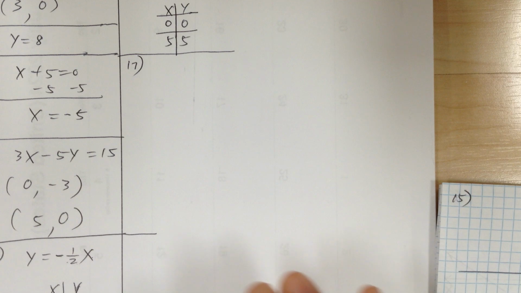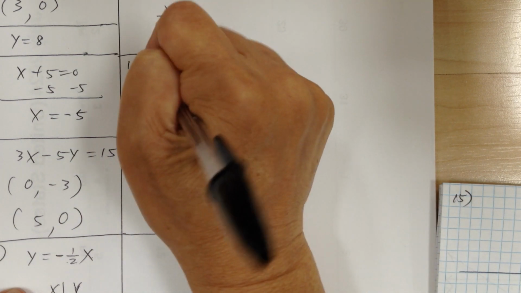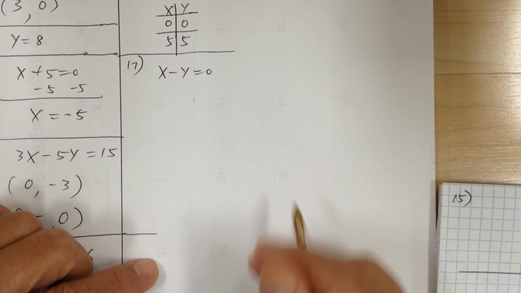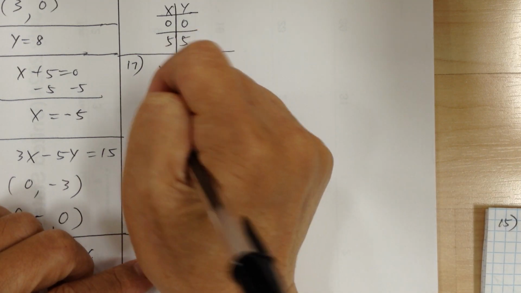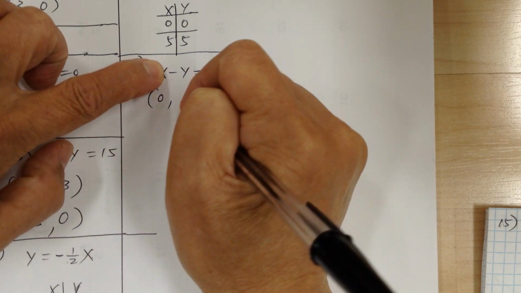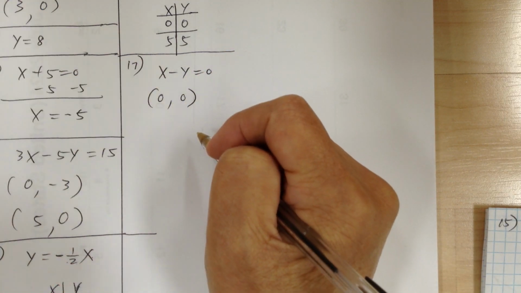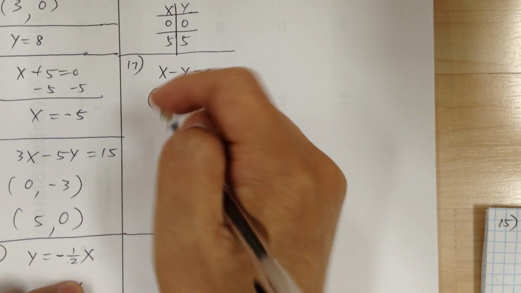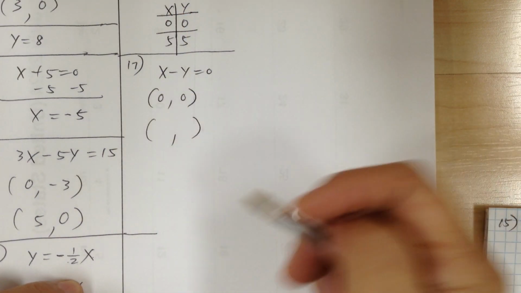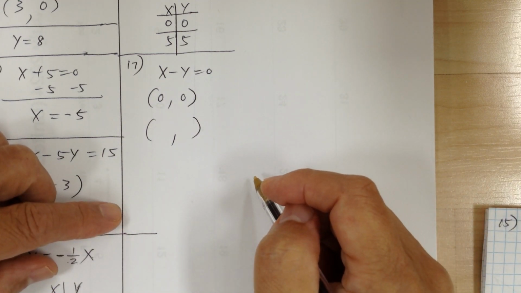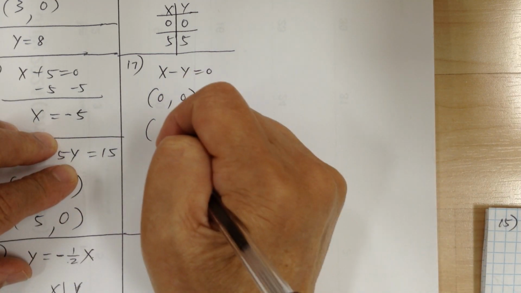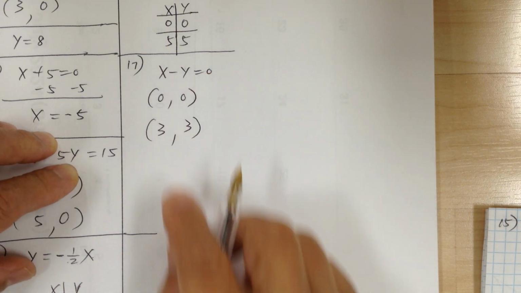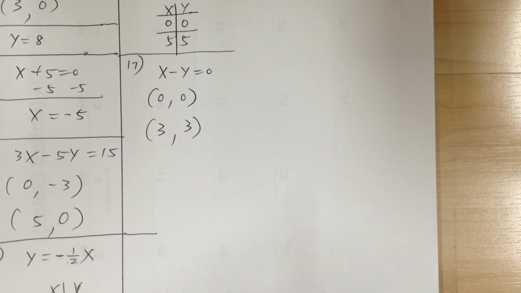Okay, let's go to 17. You've got x minus y equal to 0. Again, if you set x equal to 0, then y will equal 0. But if you set y equal to 0, you get x equal to 0, the same point. So in this case, you just have to choose another point. You can choose any random number. For example, if x equals 3, then y will equal 3, right? 3 minus 3 gives you 0. So you can just choose points.